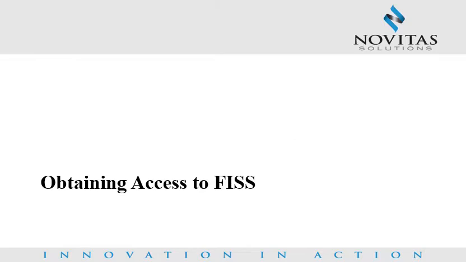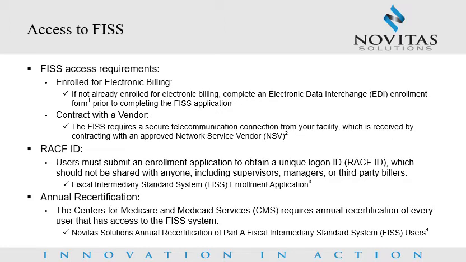Obtaining access to FISS. To obtain access to the FISS system, you will need a unique logon ID, also known as the RACF ID. Before you can submit an application to obtain a RACF ID, you need to meet 2 requirements first. Requirement 1, you need to make sure that you are enrolled for electronic billing. If you are not already enrolled, you will need to complete an Electronic Data Interchange (EDI) enrollment form. Requirement 2, you will need to contract with a vendor.